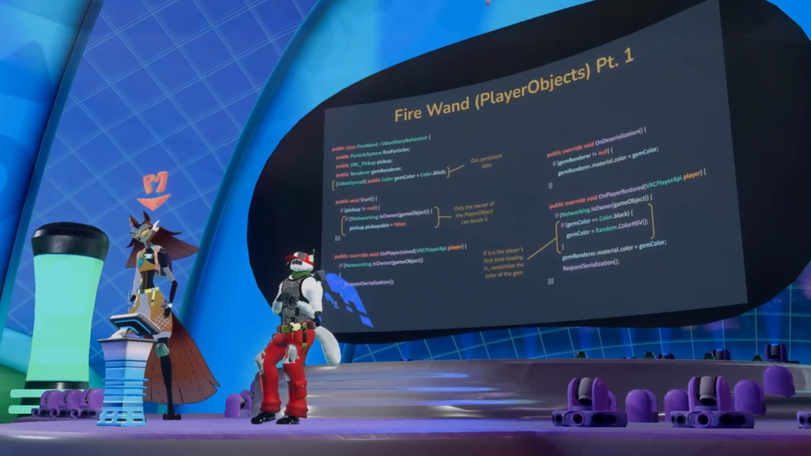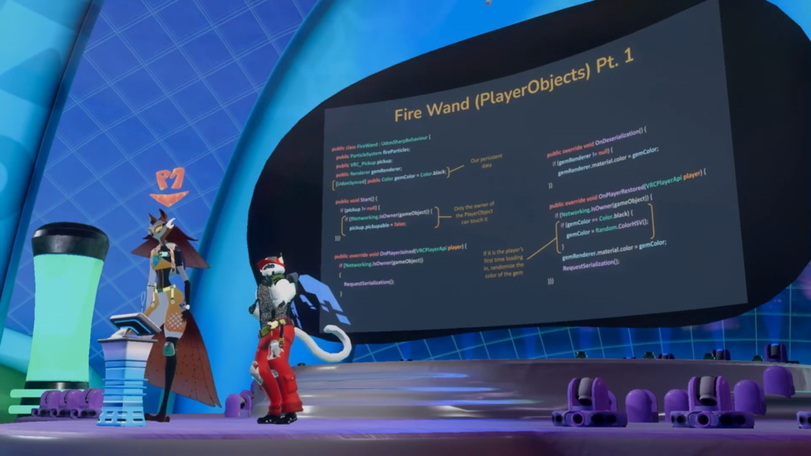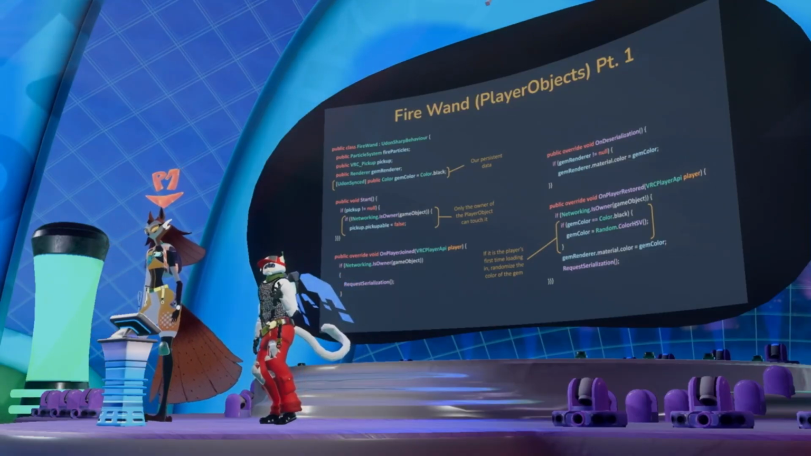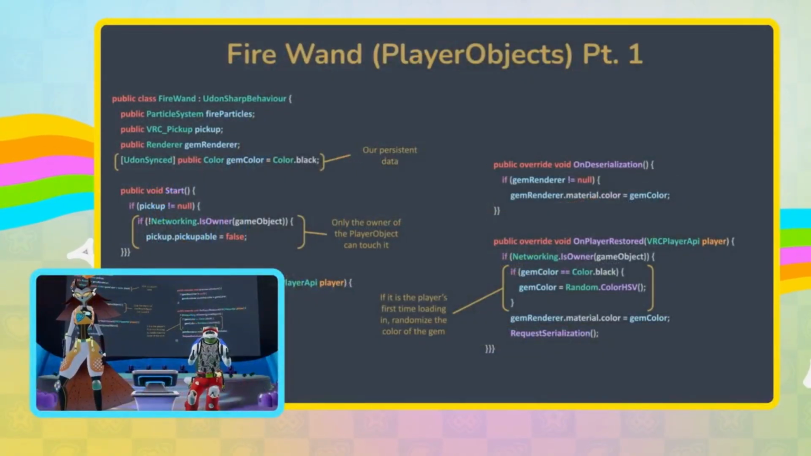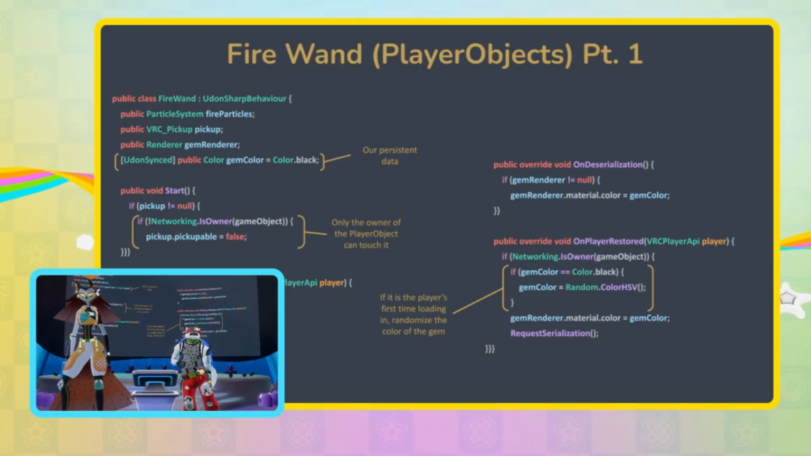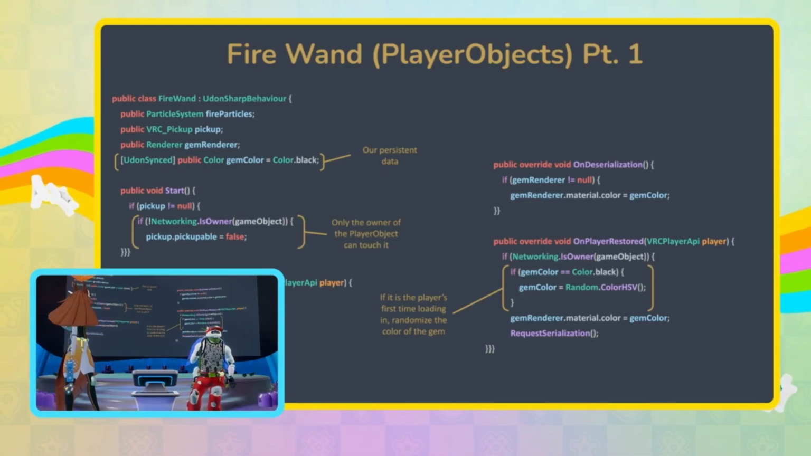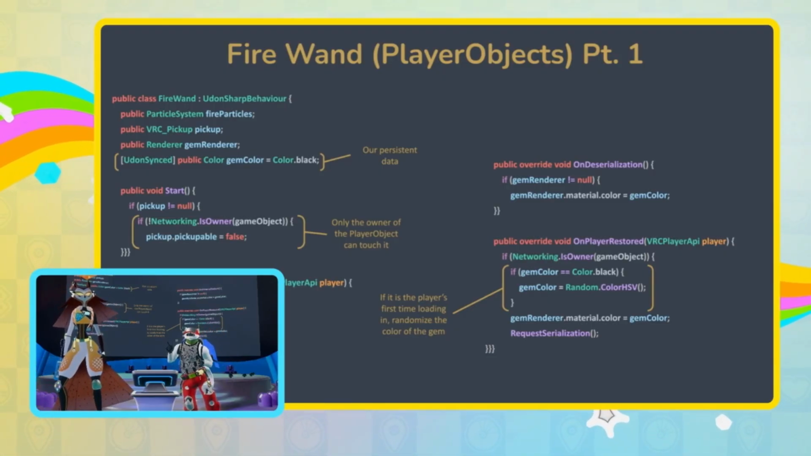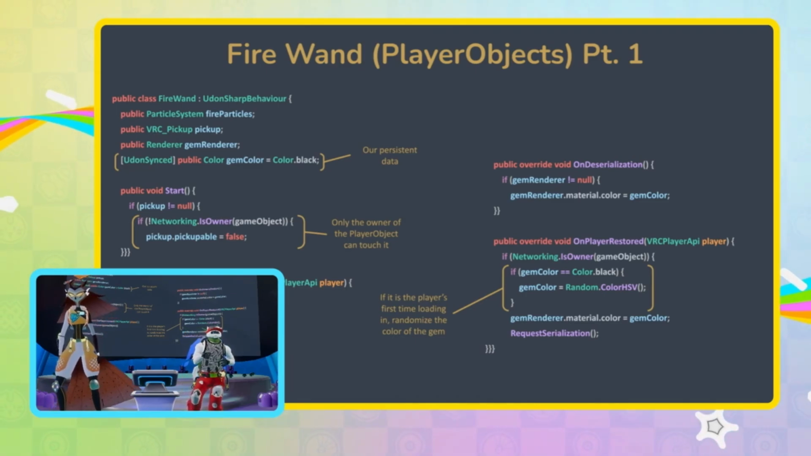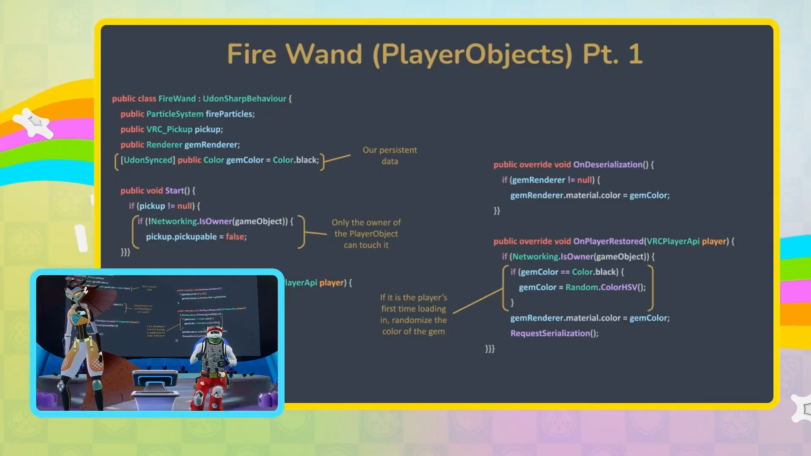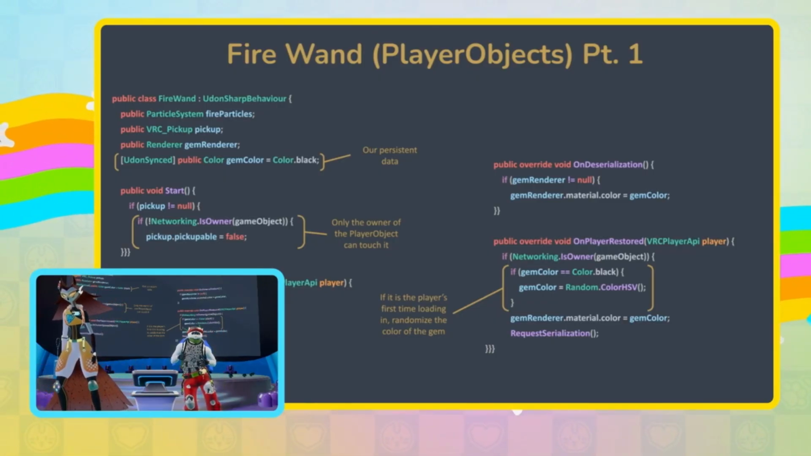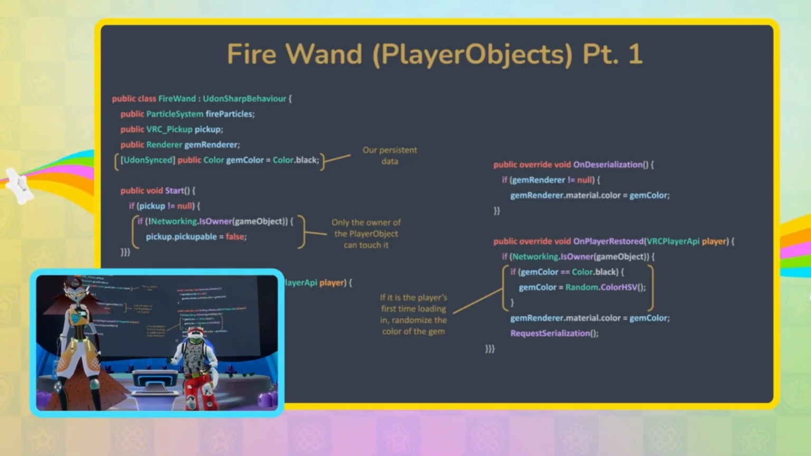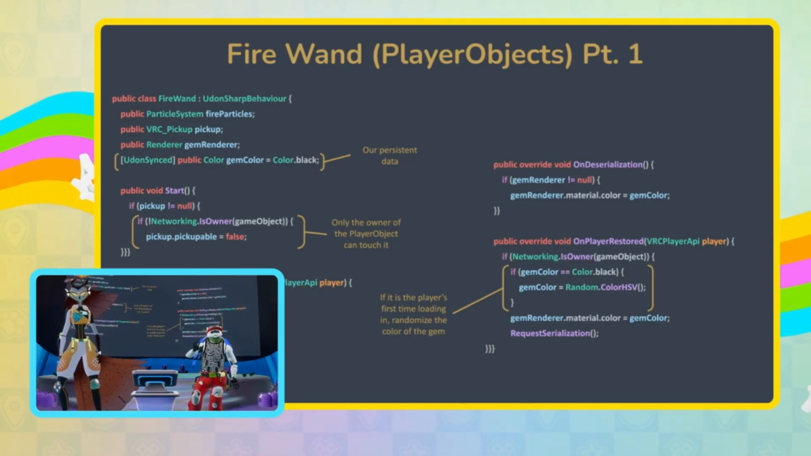So let's implement this. For starters, we have our particle system, our VRC pickup, and our renderer. And then we have an Udon sync variable, which is our gem color. You'll see that it starts black. So in our Start function, the reason I couldn't pick up Immortal's wand is because I have a check in the Start function. If I'm not the owner of the game object, then I set the pickupable variable of the VRC pickup to false, which says I can't pick that up. So your wand is your wand forever.